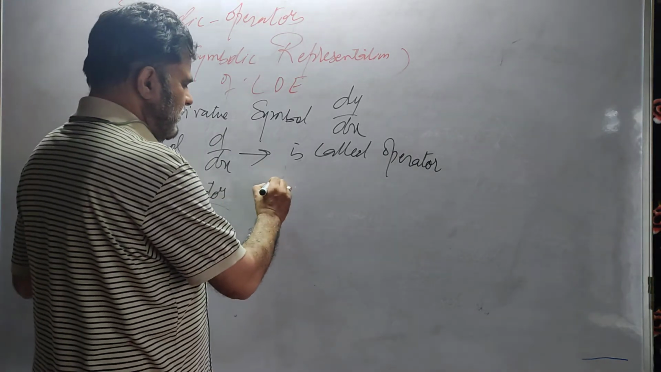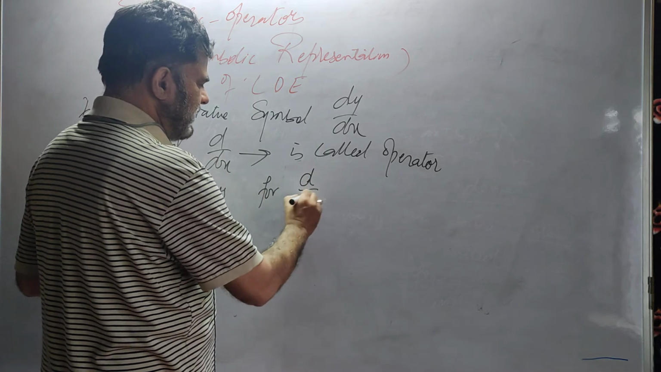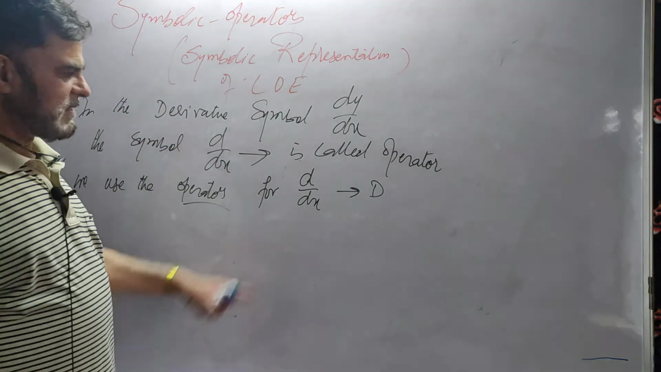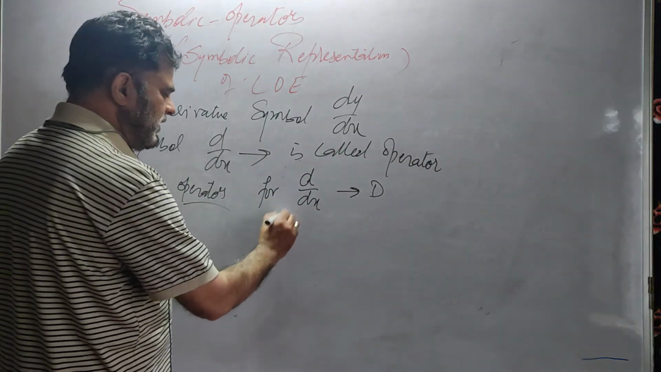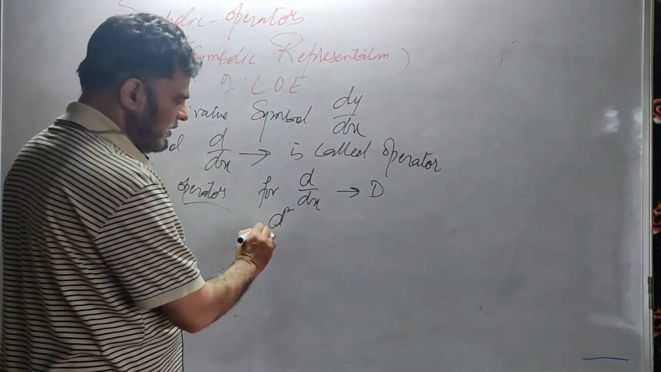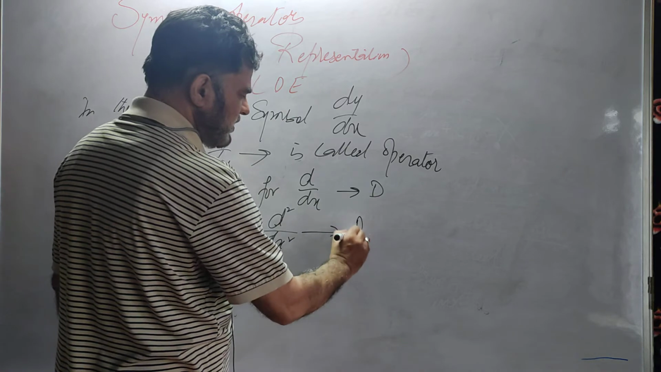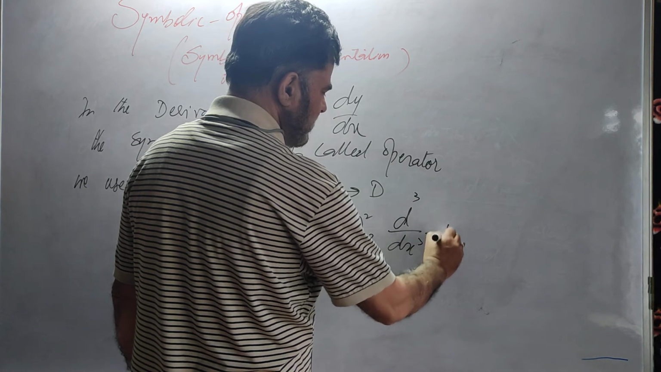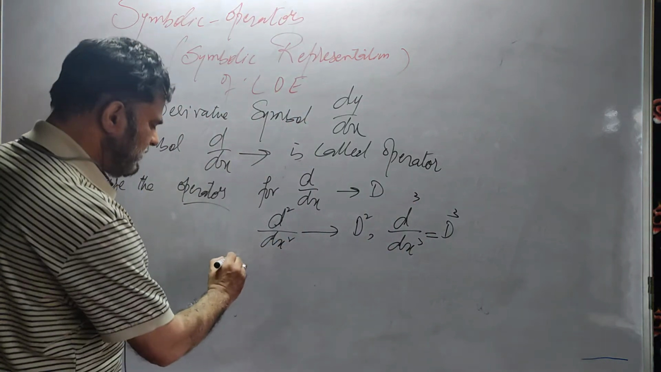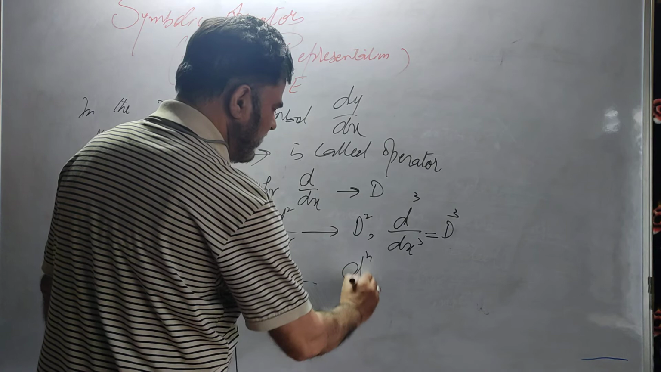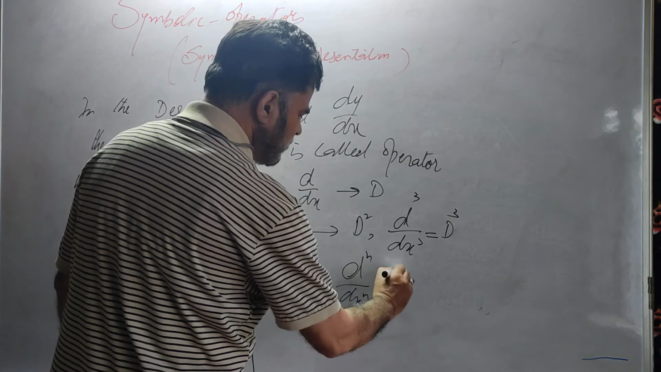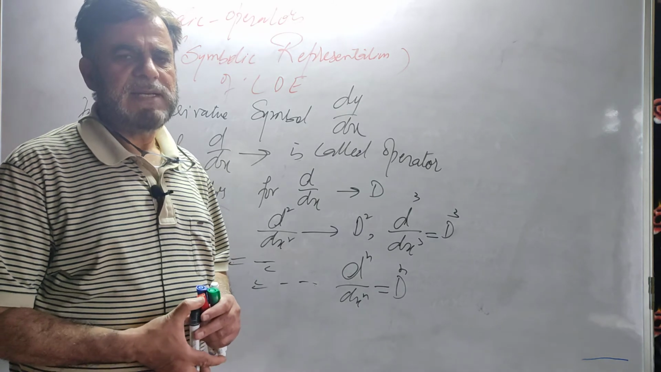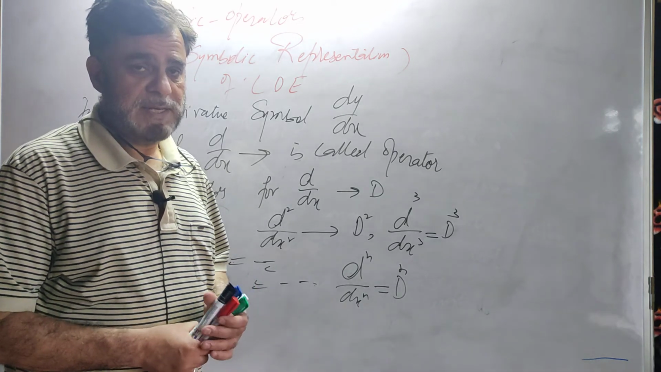We use the symbol capital D for d by dx. We replace d by dx by capital D. When you have the second order derivative, d2 by dx square, it is an operator, we use D square. Similarly, when you have d3 by dx3, you will use D cube. Proceeding this way, you can write dn by dxn as D raised to power n. These are the symbolic operators that we use, and on the basis of this we will write the linear differential equation in a symbolic representation.